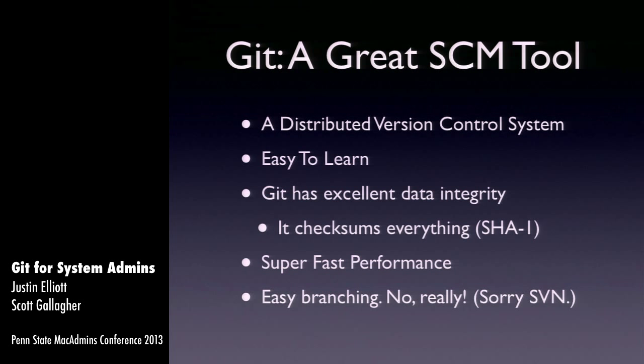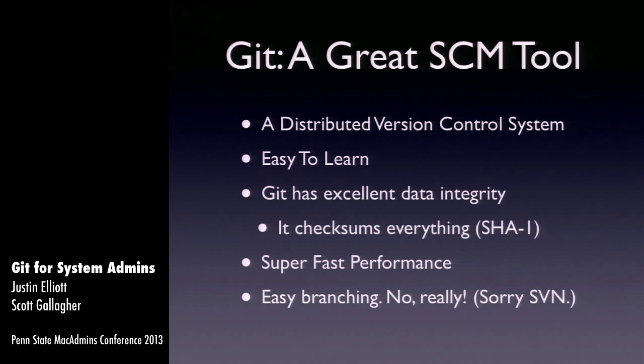Yes, so here's the really cool part. Git has excellent data integrity. And what this means is that it checks on everything. It knows what a file is based on the SHA-1 hash of that file. So if it's a really big file and you move it over, it knows it's the same file. So that's where it really excels.